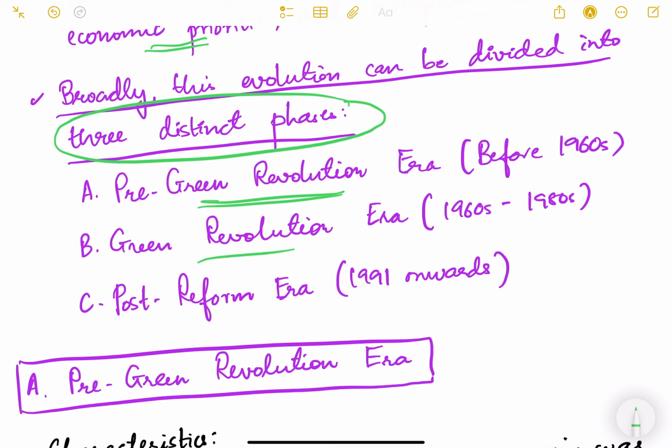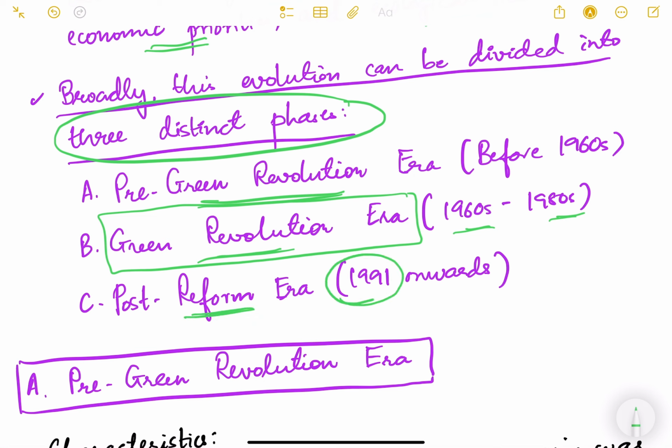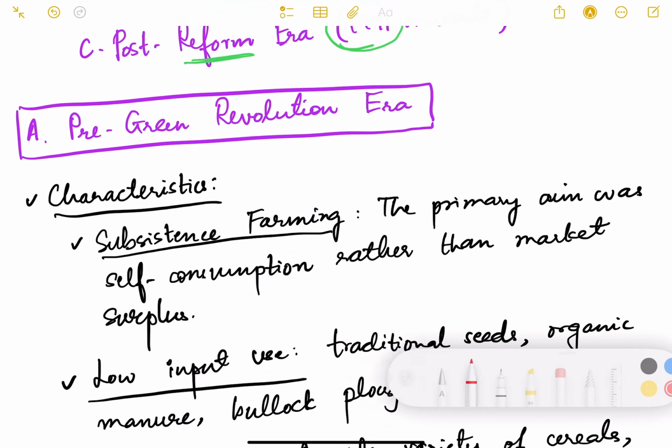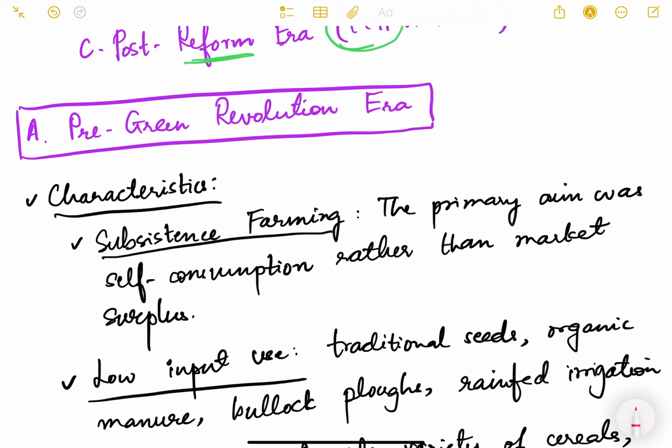Then comes the Green Revolution era. The Green Revolution brought considerable changes to Indian agriculture, like adoption of high yield variety seeds, chemical fertilizers, and so many different things. This period started in the 1960s and continued up to the 1980s. And after the economic reforms of 1991, loosely we talk about it as the post-reform era, which happened after 1991. First, let us study the pre-Green Revolution era, that is before the Green Revolution.